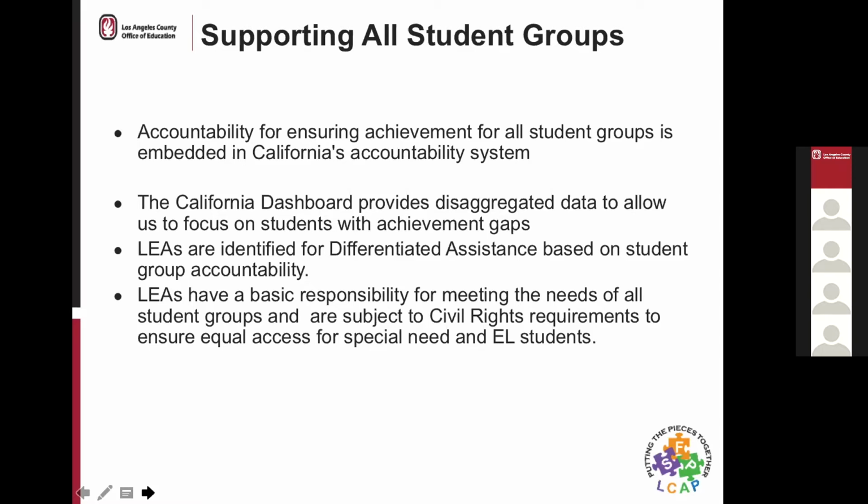And in addition, we're subject to civil rights requirements to ensure equal access for certain groups of students, special needs and English learner students.